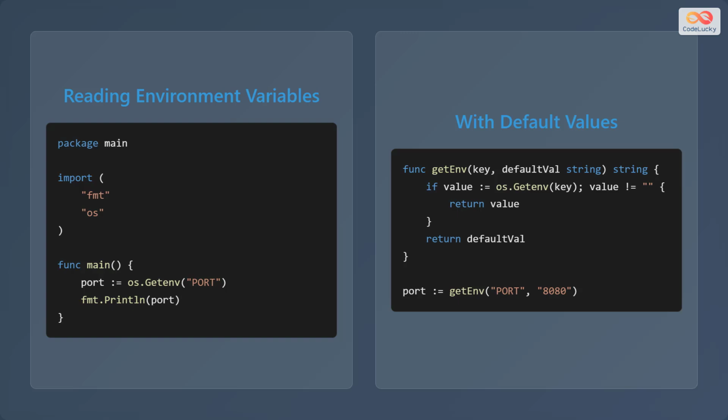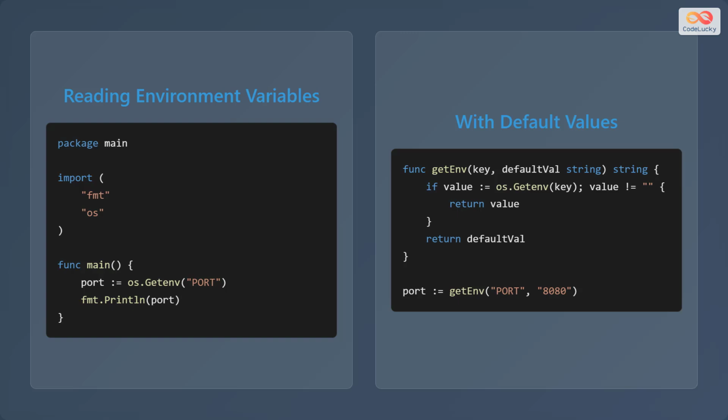Let's start with the most basic form of configuration management: reading environment variables. Go provides the os package with the Getenv function to access environment variables. The first example shows how to read a port environment variable using os.Getenv. If the environment variable exists, it returns its value as a string. If it doesn't exist, it returns an empty string.